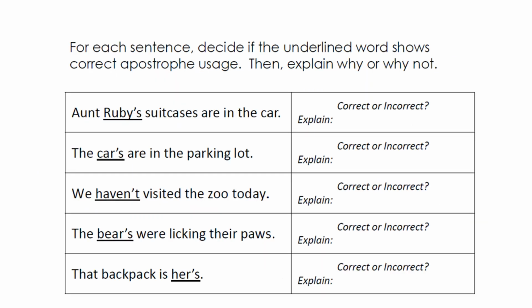All right, so now let's move to the page next door where we're going to start to apply our new learning. This page starts with some practice exercises. It says, for each sentence, decide if the underlined word shows correct apostrophe usage. Then, explain why or why not. So as we just got done learning, there are two reasons to use apostrophes. We can use them to show contractions, and we can use them to show possession.